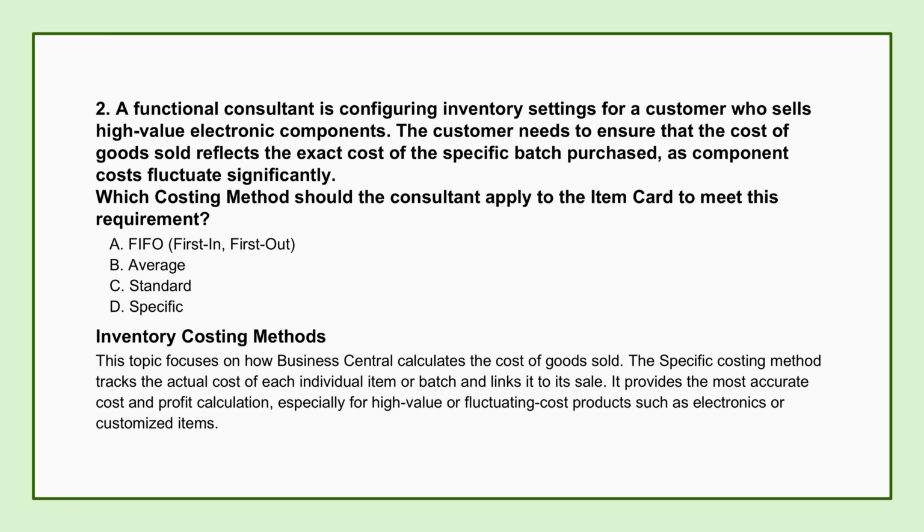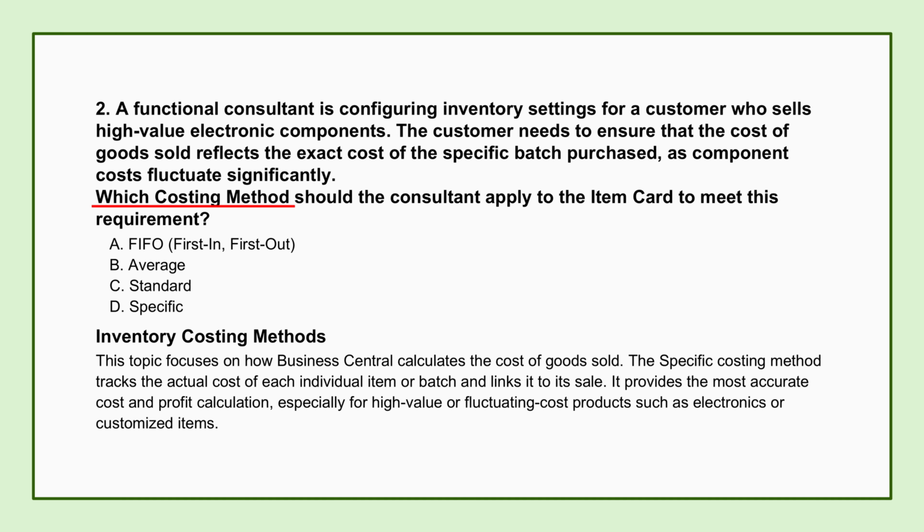If they sell that $150 chip, but the system costs it at an average of $125, their profit on that sale is wrong. It's overstated. And their inventory value is off too. So for that kind of exact matching where every sale has to link back perfectly to its original purchase cost, what's the configuration choice you have to make? You absolutely must select the specific costing method.